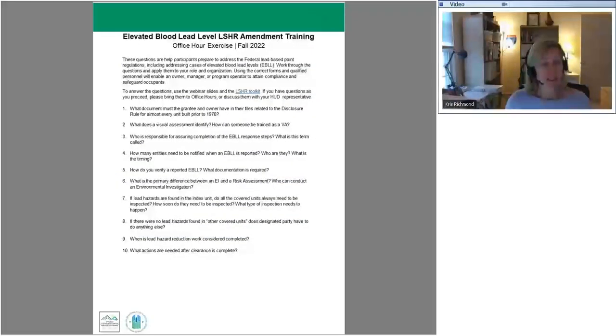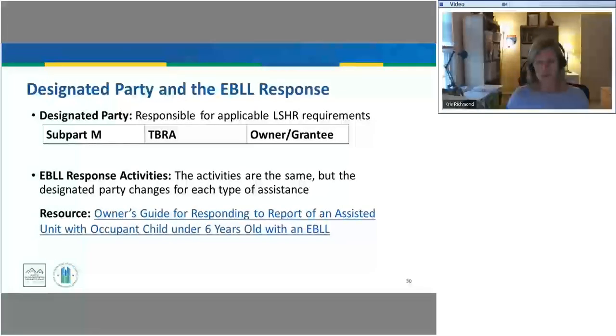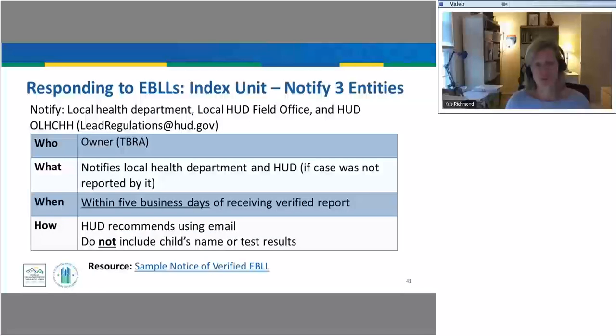How many entities need to be notified when an elevated blood level child is reported? And who are they and what is the timing? So this was all found on slide 41. There we go. So there are 3 entities that need to be notified.